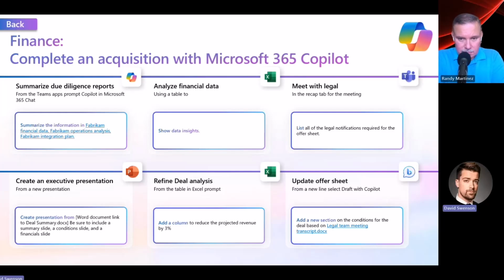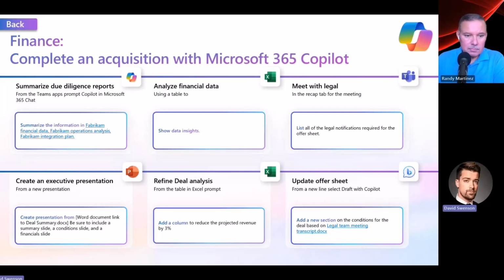Then let's pretend you have a meeting with legal, because of course that would be the next step. You got to meet with legal in order to complete an acquisition. After that meeting, you want to be very focused on what's being said during the meeting, so you can list all the legal notifications required for the offer sheet. So this is a scenario where you've got your documents, these 3 documents that you've referenced, you've got data insights that you developed, and then legal comes through and says, oh, no, you need to consider this and this and that, and this has to be in there too.